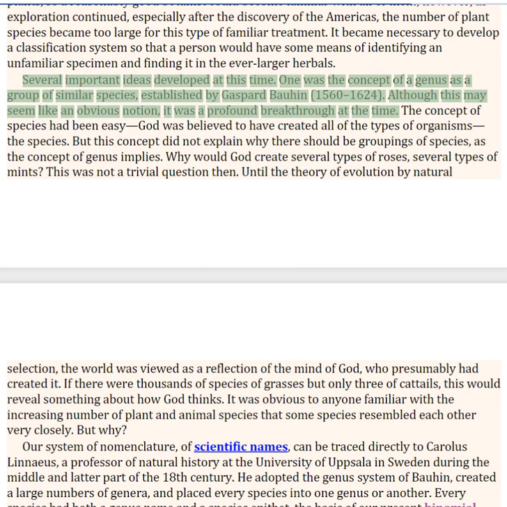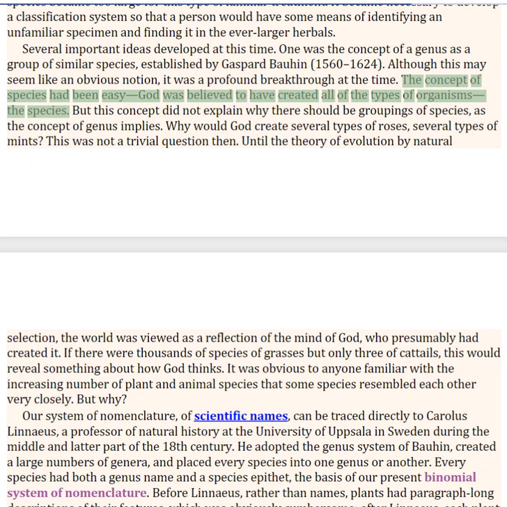Several important ideas developed at this time. One was the concept of a genus as a group of similar species, established by Gaspard Bauhin. Although this may seem like an obvious notion, it was a profound breakthrough at the time. The concept of species had been easy.